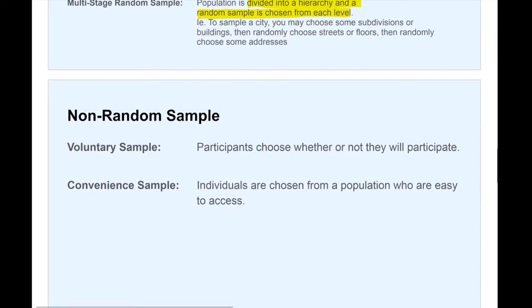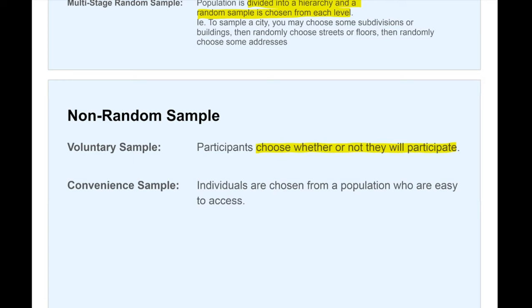Non-random sample. A non-random sample, we have voluntary sampling, and here is where participants choose whether or not they will participate. So this might be something like the YouTube ads or the YouTube surveys that you see popping up before videos. Right? It might be a survey that pops up. You don't have to answer it. You can just click next or skip, and that's an example of a voluntary sample because again, the participants choose whether or not they want to participate.